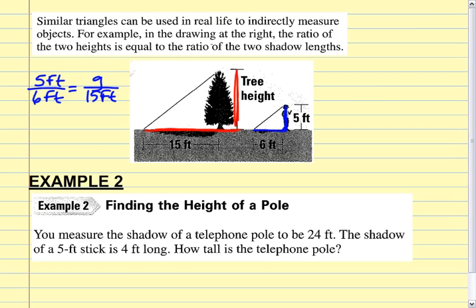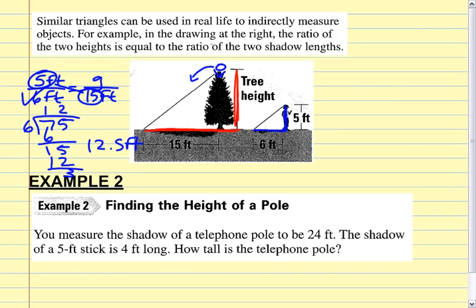All right, we'll cross multiply. 5 times 15 gives me 75, and then I divide by the number I didn't use. 6 into 75. Anyone know what that is? You've got a calculator, but what is it? 12.5. The tree is 12.5 feet. We didn't have to climb up to the top and throw a tape measure over the side to find out how tall the tree is. It would be awesome though, wouldn't it?